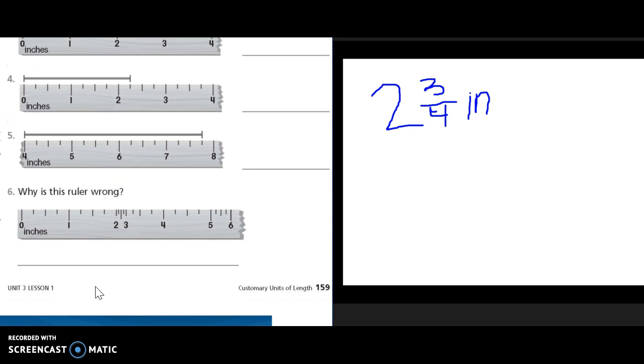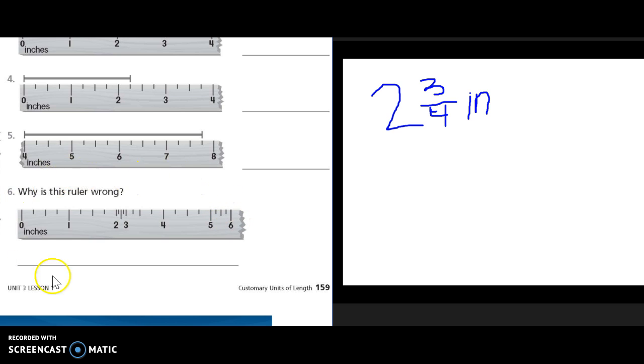Now look at number 6. It says, why is this ruler wrong? If I look at it, I have 1 inch, I have 2 inches, and then the 3 inches is just this little itty bitty part. Looks like it's scrunched together. 4, 5, and the same with the 6.